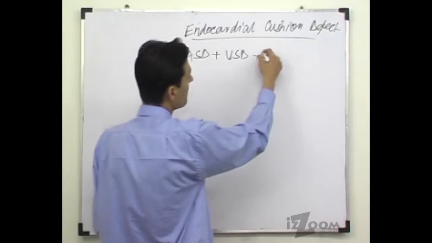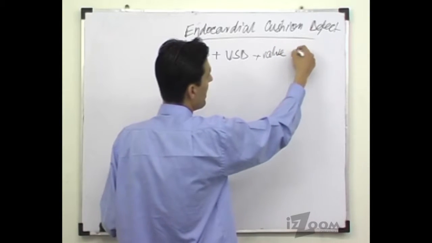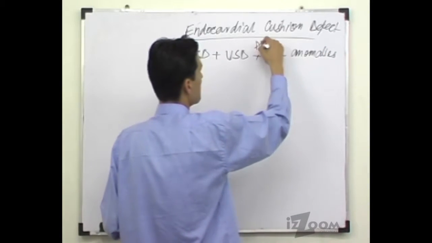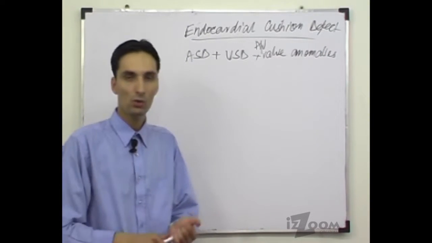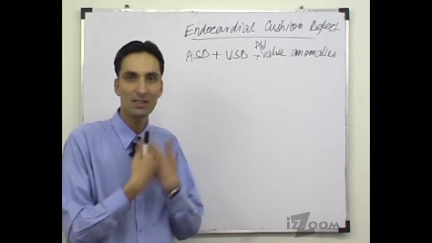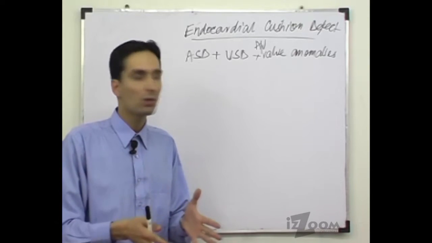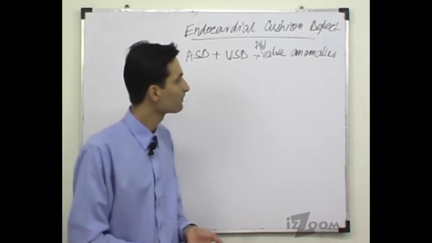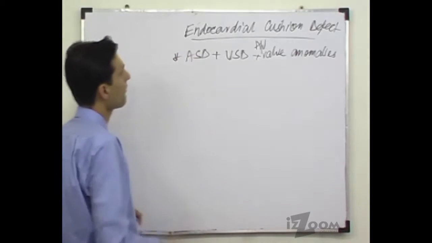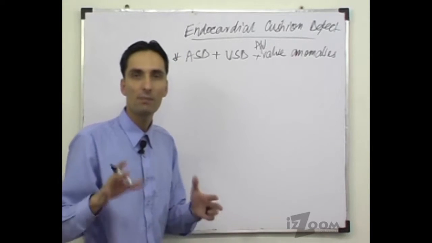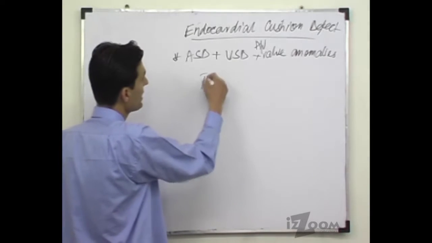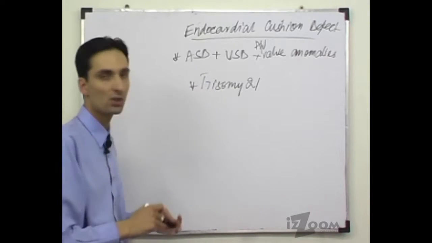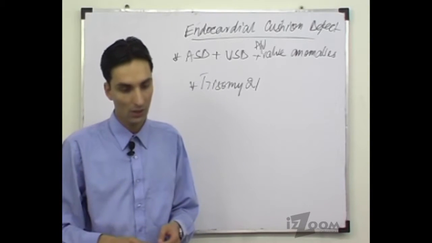valve abnormalities, valve anomalies, atrioventricular valve anomalies. So atrial septal defect associated with the ventricular septal defect, which are contiguous with each other, and also associated with atrioventricular valve abnormalities. Another important association of endocardial cushion defects is that patients of Down syndrome, trisomy 21, have an increased incidence of these endocardial cushion defects.